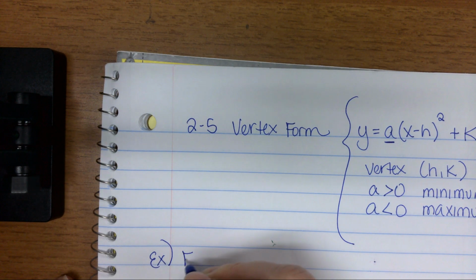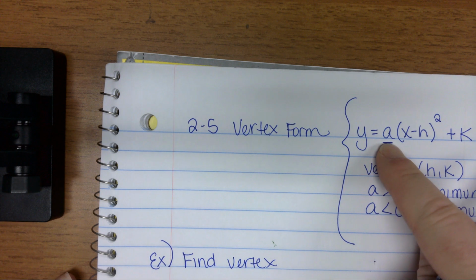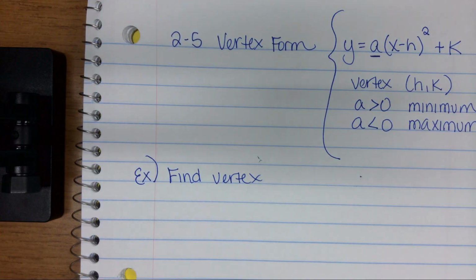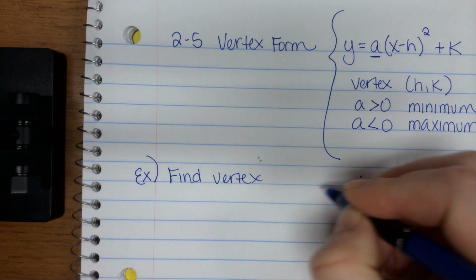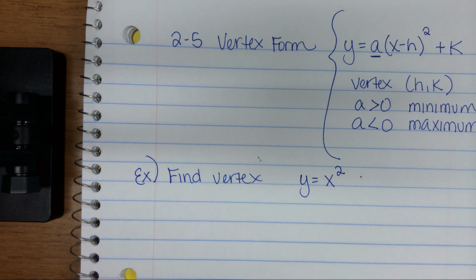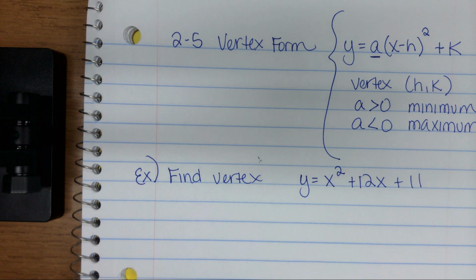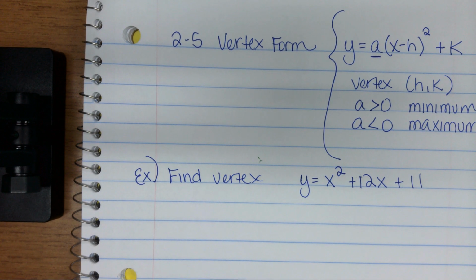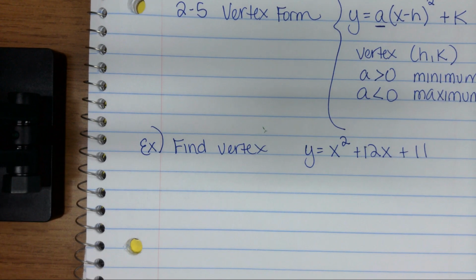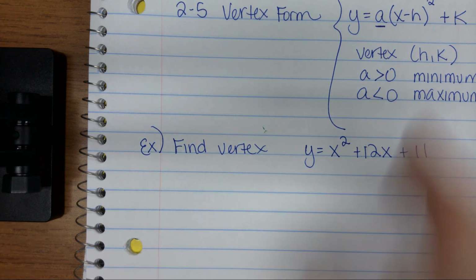Let's say the first example I'm going to do is one where there's just an a value of 1. And then what I want to show you is how, when there's an a value of something else, we can handle that. So we're going to find the vertex of y equals x squared plus 12x plus 11. And we're going to do this by completing the square. So this is what we've been working on. So what do you think you would do first? There's a y here because it's in an equation form.